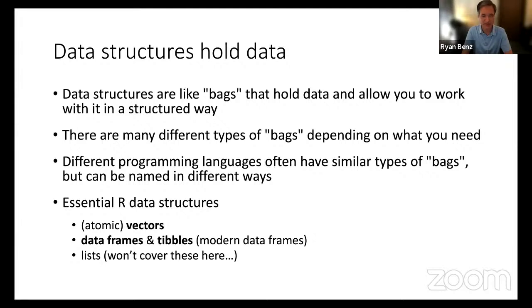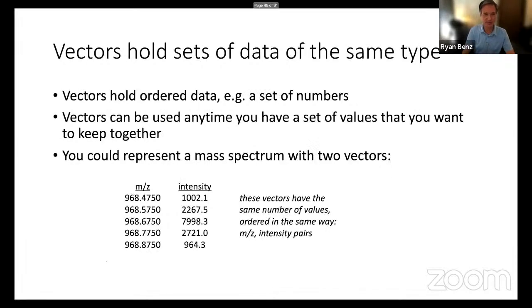But we'll talk about the essential data structures in R. Those two things are vectors, which we're going to talk about here in this section. And then at the end, we're going to talk about data tables or data frames that store tabular data. There's another type of data structure called lists. We're not going to cover those here, but those do exist just for reference.